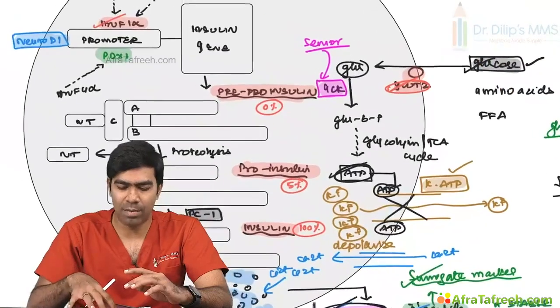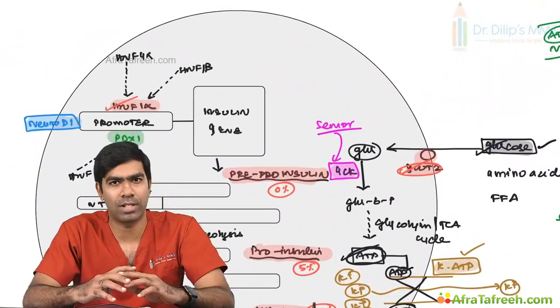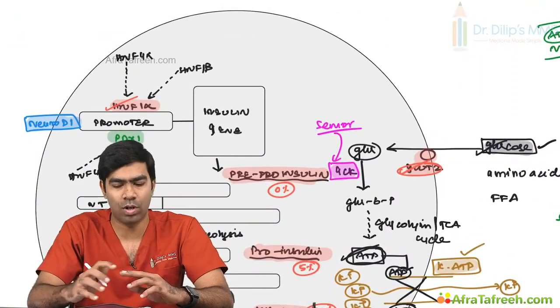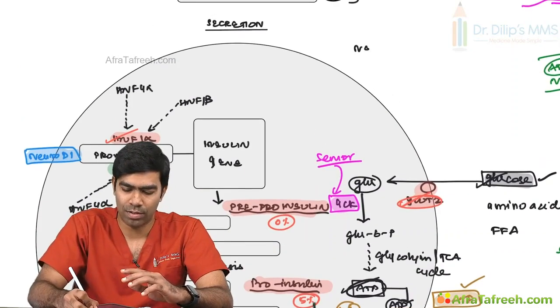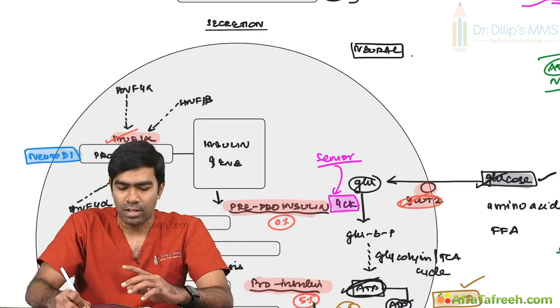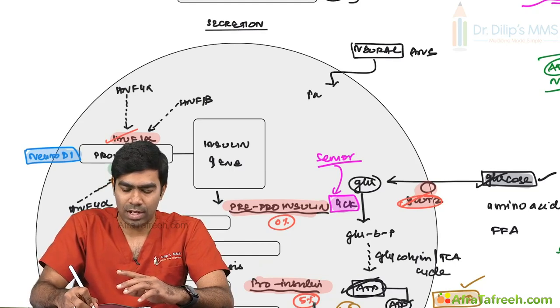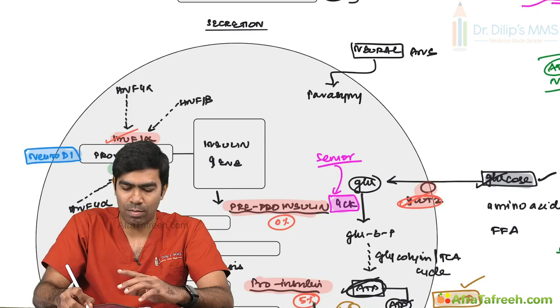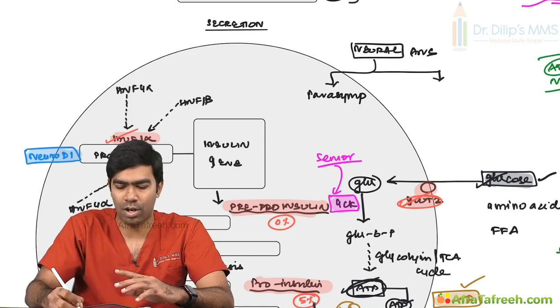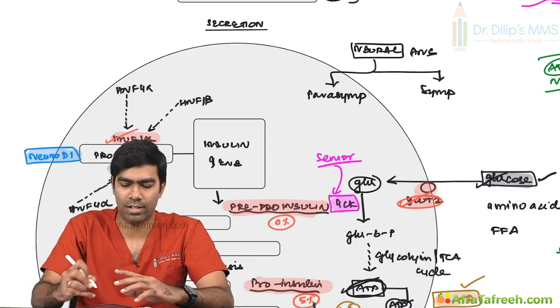Having discussed the ATP-sensitive potassium channels in detail, let us move on to the neural control of insulin release from the beta cells. Typically, it comes from the autonomic nervous system, which can have either control in the form of parasympathetic action or in the form of sympathetic action.